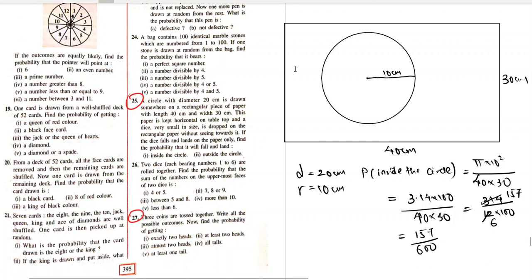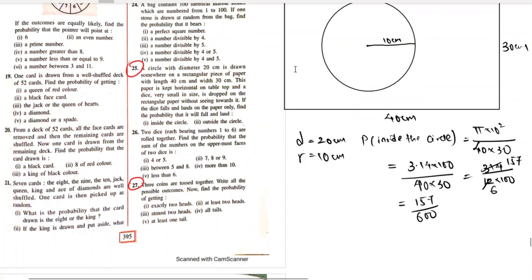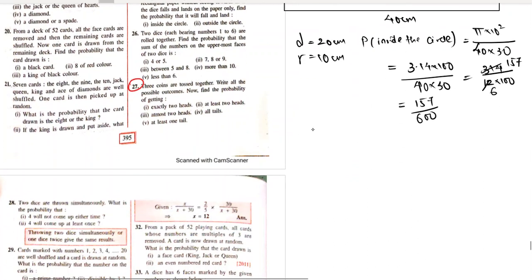And what is the probability that it will fall and land outside the circle? So probability of dice falling outside the circle. Now, favorable outcome is the area of rectangle minus area of circle. Let me write it properly.